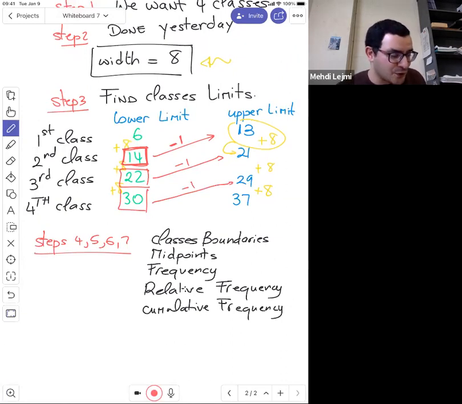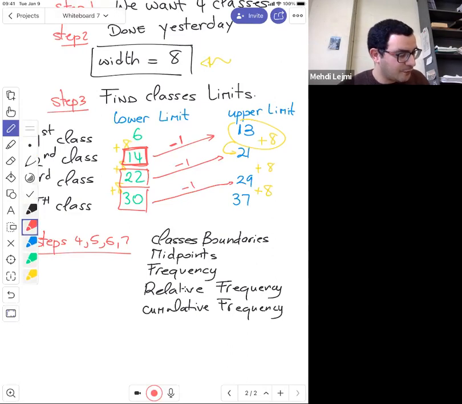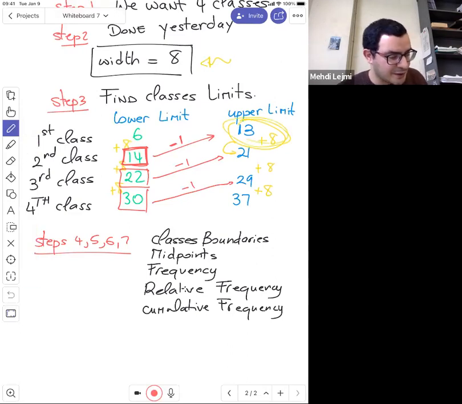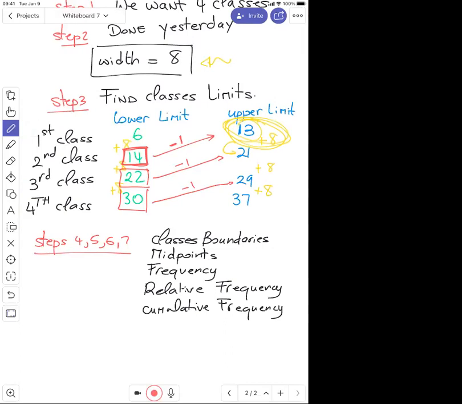But for the first upper limit, you see the 13, how did I get the 13? I had to subtract 1 from 14. That's the way to do it. You need to subtract 1 at least the first time, but then you can just add 8 each time. Okay, all right, I'm going to write that down.